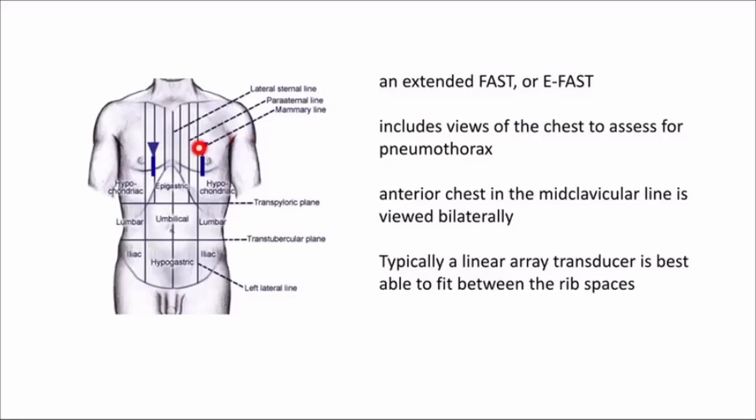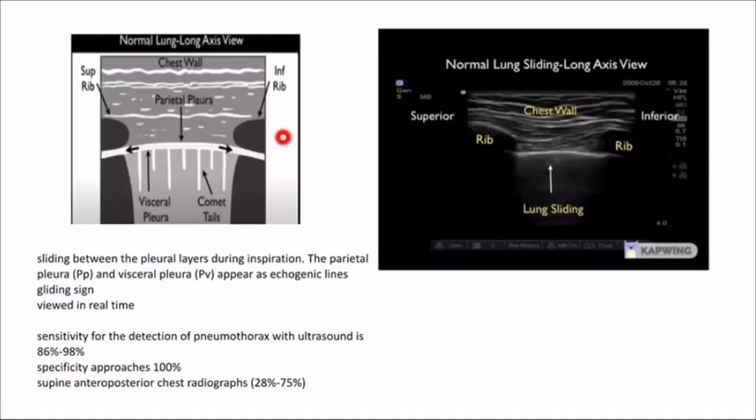So this is the schematic diagram for an extended FAST, or EFAST, in which the probe is placed on each side of the chest in the midclavicular line. Usually a linear array or linear probe transducer is used, and this is to evaluate the presence or absence of pneumothorax.